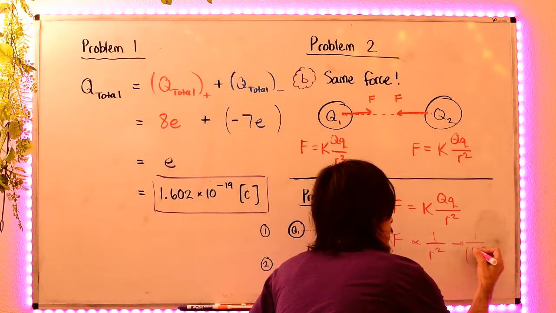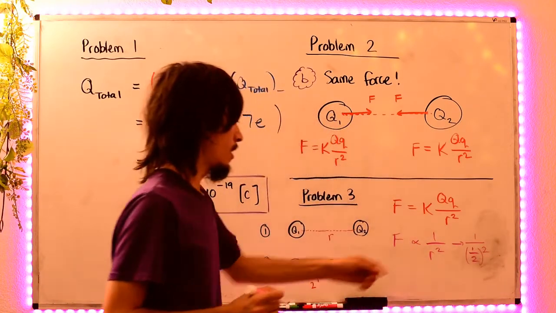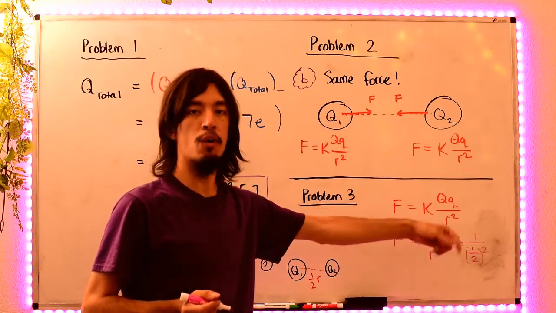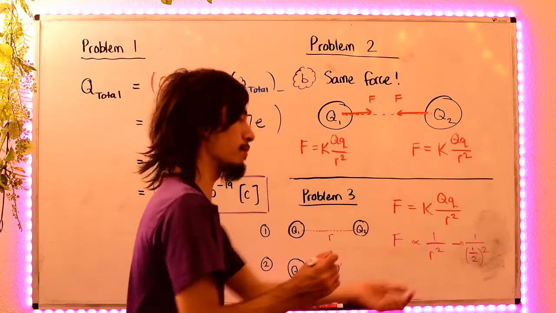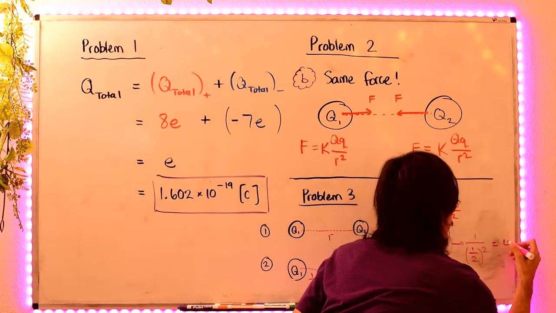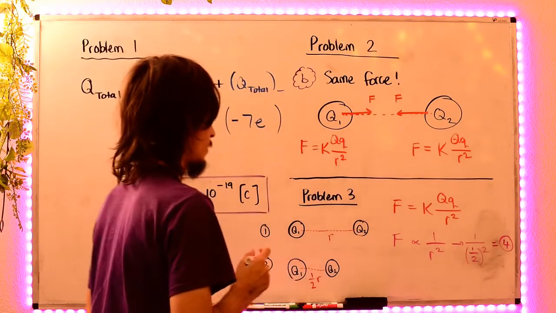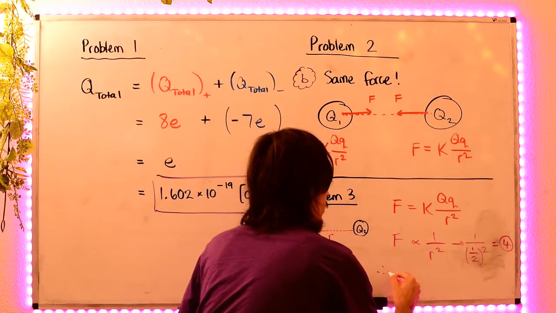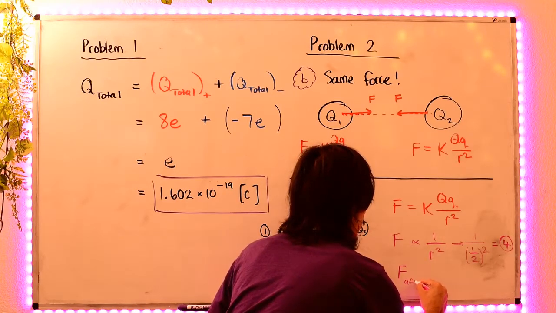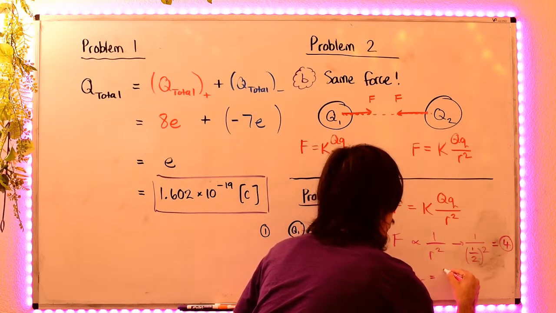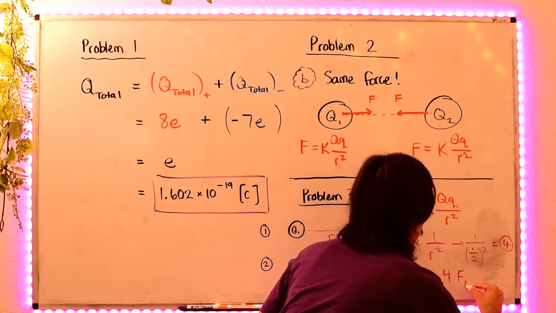So we're cutting the distance in half. 1/2 squared would be 1/4. And since it's in the bottom, it flips up and it becomes 4. So that means, therefore, the force after is equal to 4 times the force before.